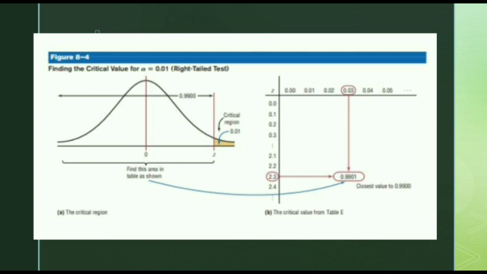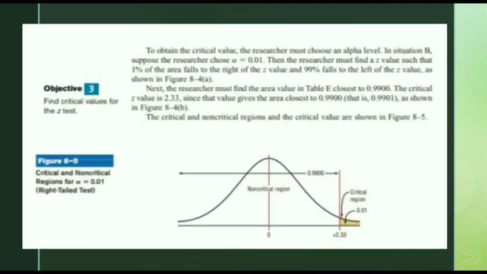In situation B, for the critical value from table A, find this area in the table as shown. To obtain the critical value, the researcher must choose an alpha level. Suppose the researcher chose 0.01, as I've said, one of the 3 arbitrary significance levels. Then the researcher must find a z value such that 1% of the area falls to the right of the z value and 99% falls to the left side of the z value, as shown in 8-4.